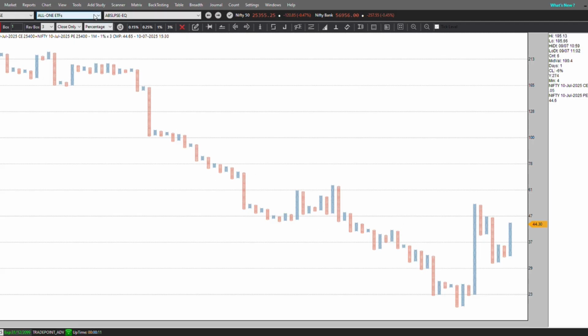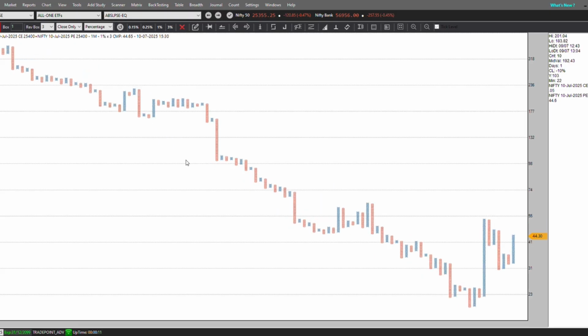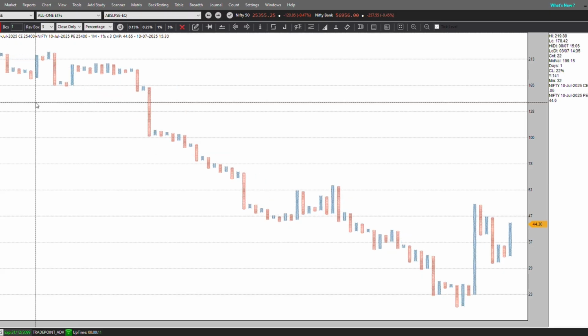Okay, so this was the chart of the 25400 call and put. Now let's see where we got a sell. First of all, we'll learn the bullish anchor column also. So for example, if you get a bullish anchor column in the 25400 call chart, you can buy the 25400 call with a stop loss at the low of the bullish anchor column.